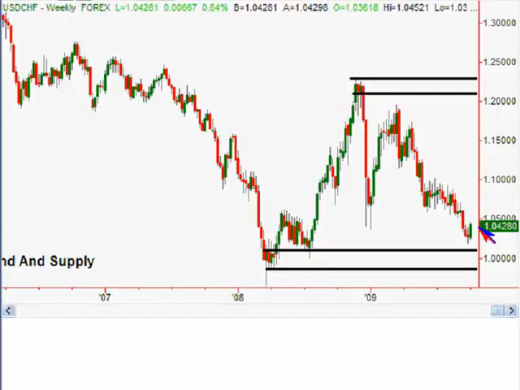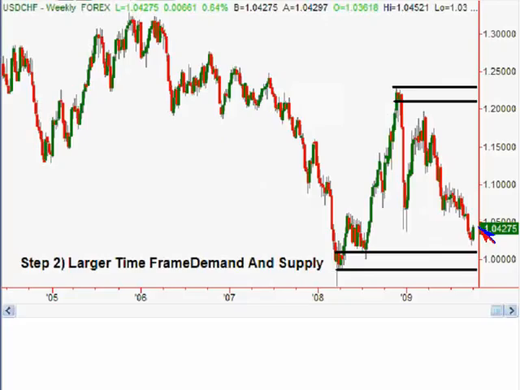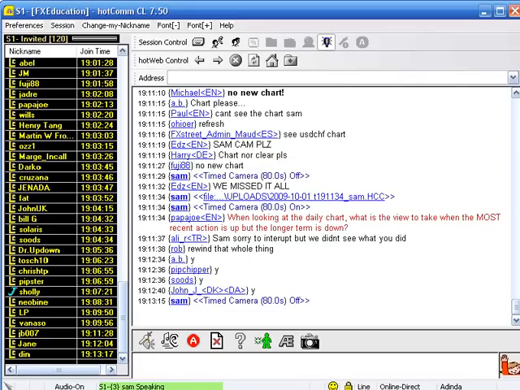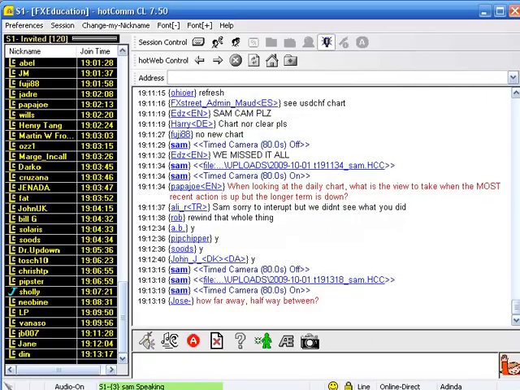When I go and do step 3, which is actually pinpointing my entry point, I'm going to be looking well above current price, okay? Because I don't want to be selling short anywhere near this larger time frame demand, just like I don't want to be buying anywhere near this larger time frame supply. But the only way I'm going to know that, where I'm at, is if I go to this larger time frame. So now, let's do step number 3. And don't worry, there's only 3 steps, okay?